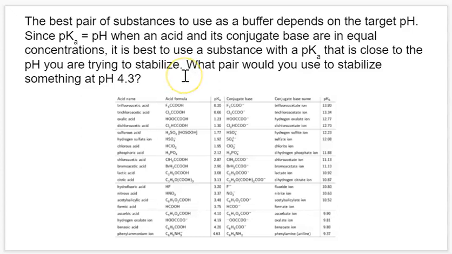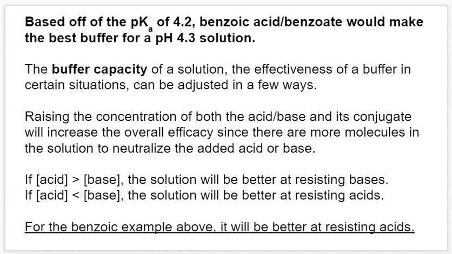So say we wanted to figure out what pair we would use to stabilize something at a pH of 4.3. Say we had some sort of fish in an aquarium that liked acidic conditions. Well, if we look at this table here that lists the pKa of a bunch of substances, 4.3 is going to be close to here, 4.20 for benzoic acid. So that means to make a buffer that is stabilized at 4.3, we're going to want to make a solution that is a combination of near equimolar amounts of benzoic acid and its conjugate benzoate. And this is going to be a good buffer for a pH 4.3 solution.